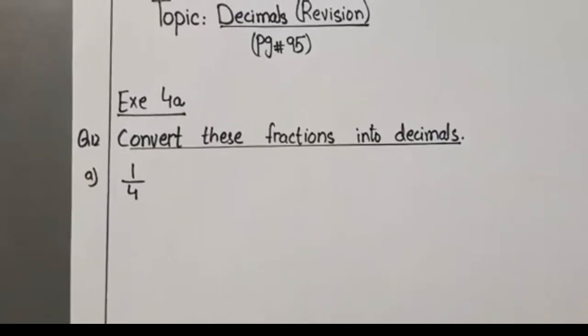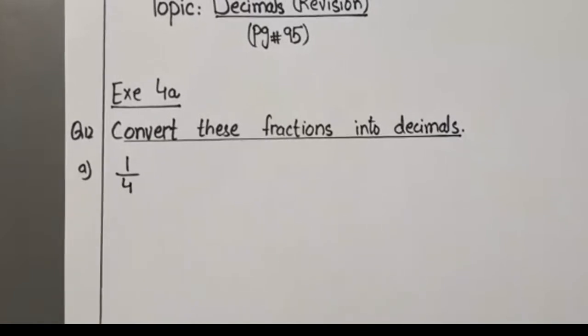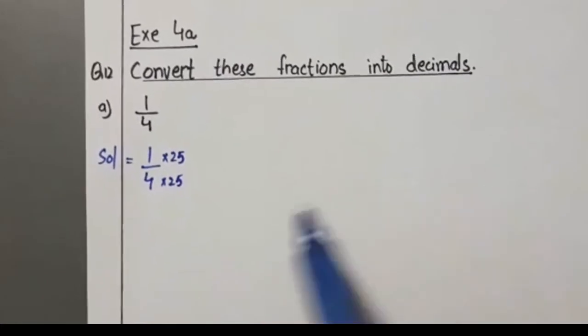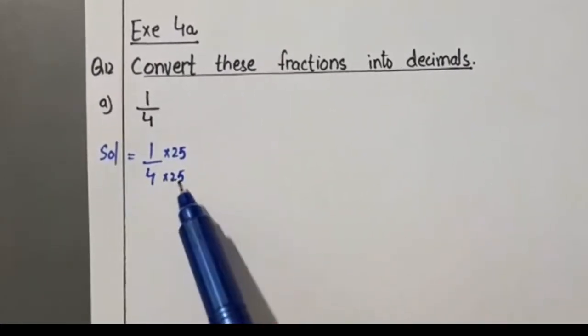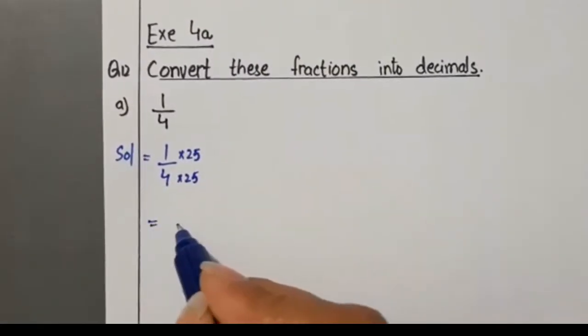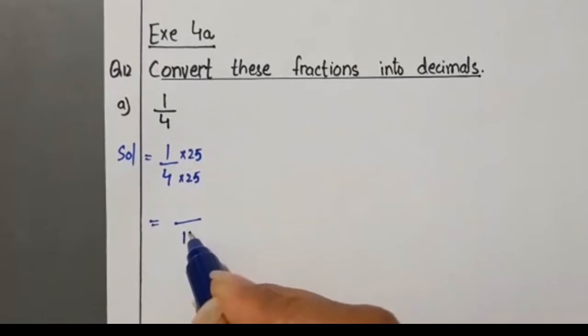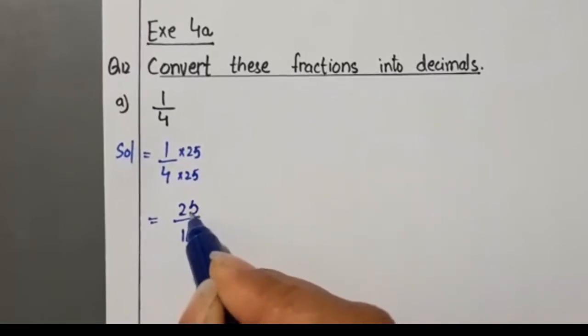Prepare your pages, prepare your copy, and start doing it because we are doing revision, so you know what the next step is. So boys, here you can see I have written 1 by 4 multiplied by 25 and 4 multiplied by 25. So 4 25s are 100 in the denominator and 1 25 is 25.